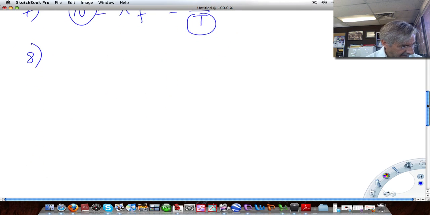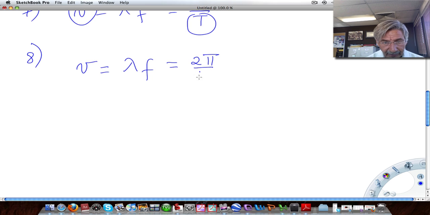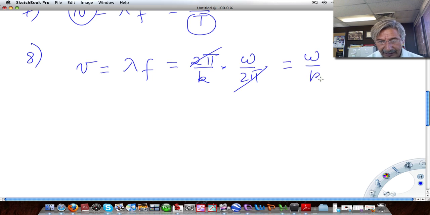Number 8 is, what is the speed? Well, the speed is also lambda f, but that is 2 pi over k times omega over 2 pi, so the 2 pi cancels, so it's the same as omega over k. And since you have that in the equation, you can solve directly with the numbers that they're giving you.